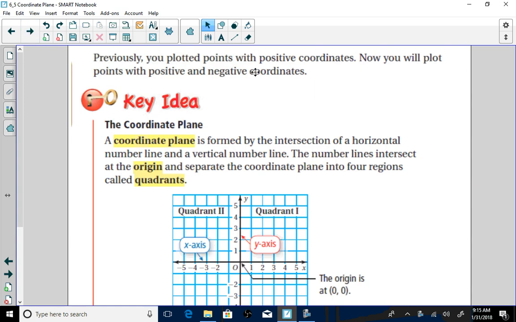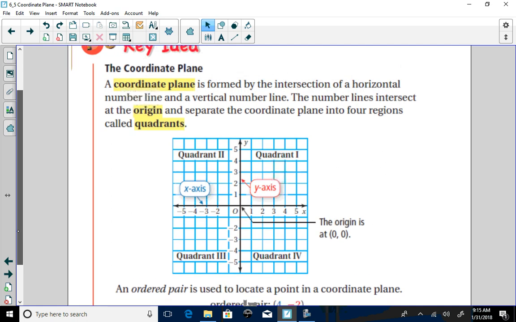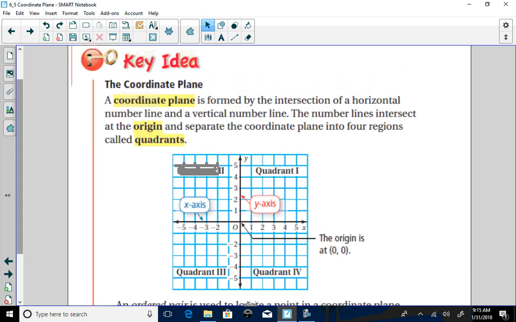Previously, we plotted points with positive coordinates. Now you'll plot points with positive and negative coordinates. Now I know at some point, I believe we took a look at graphing points in all four quadrants. I know we've done it with our warm-ups, and we may have even touched on this during the lesson. But this will be a nice simple lesson then for most of you if you remember how to do that.